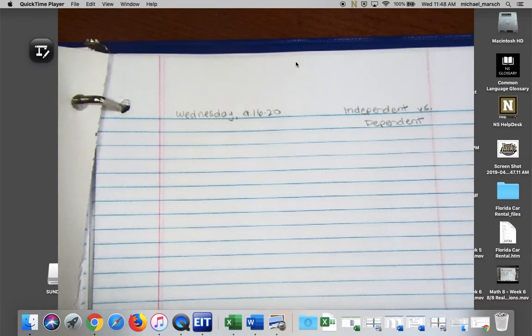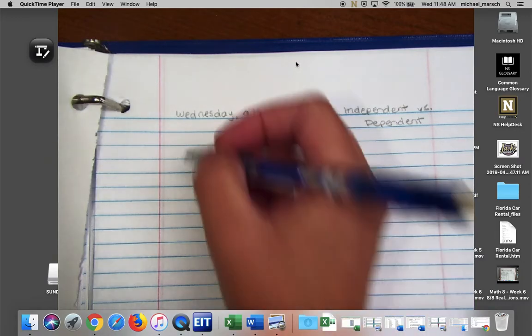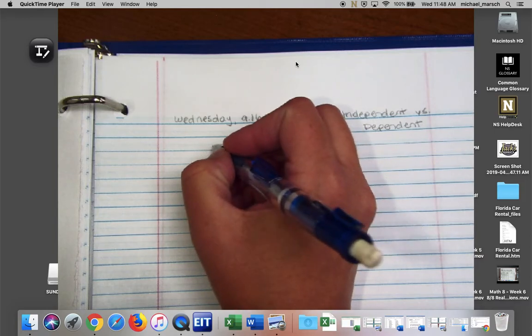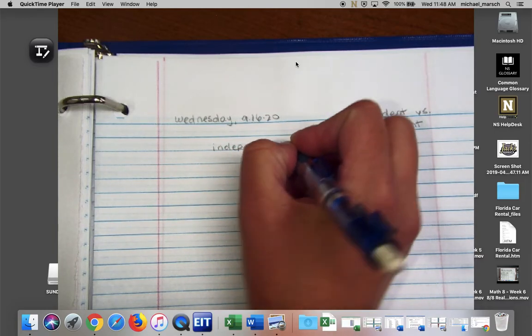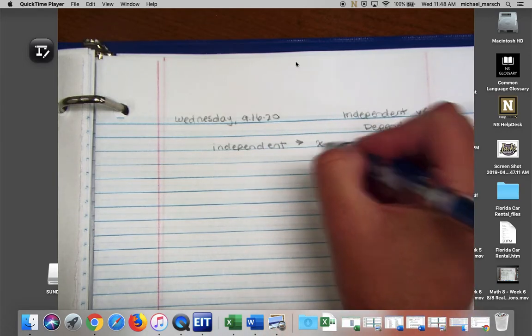Okay, so we're going to talk about independent versus dependent variables when it comes to functions. So let's go ahead and write the definitions here. Independent: x values.